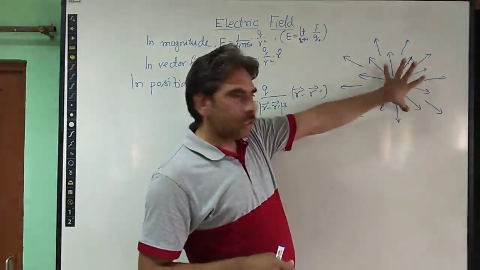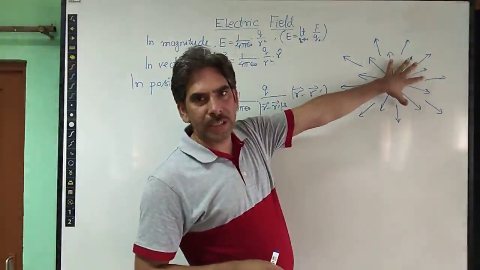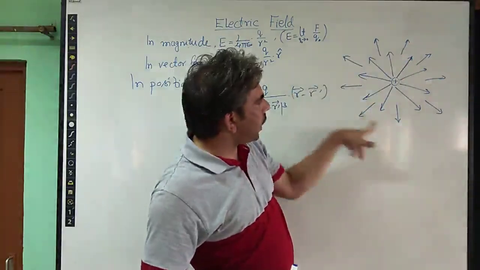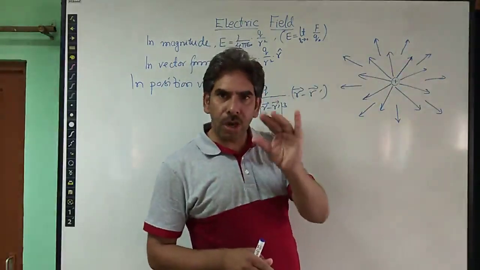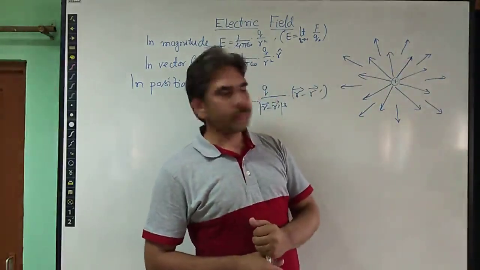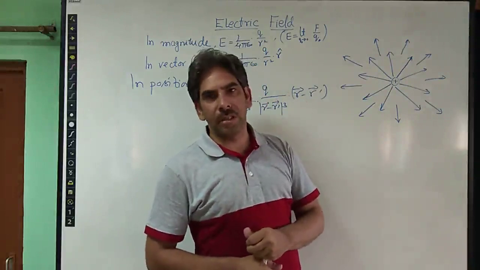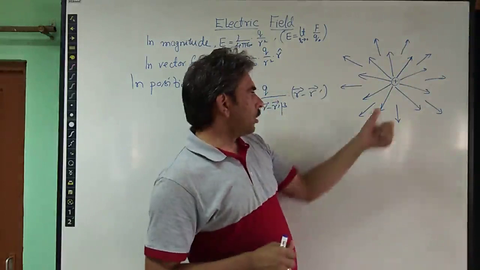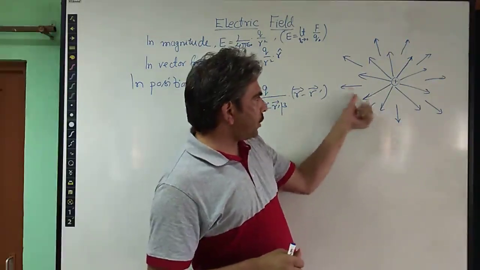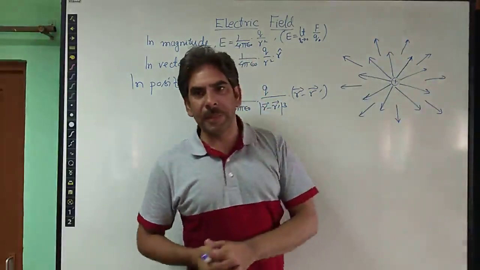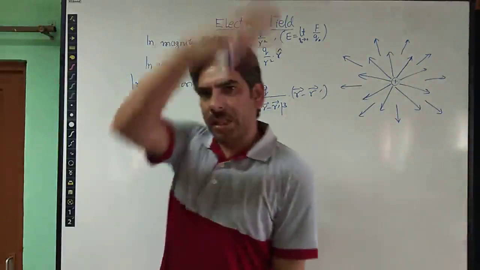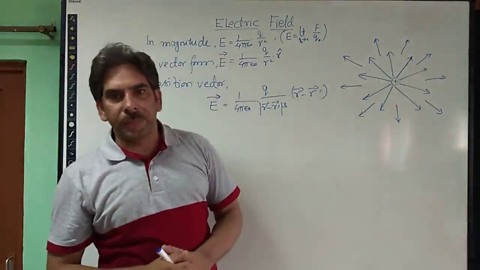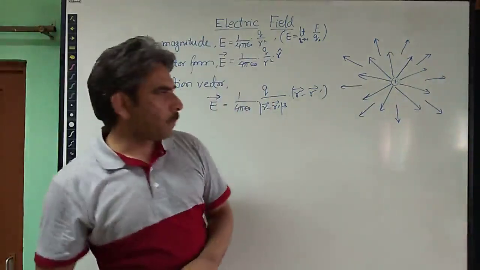Near the charge, the length of the arrow is more, representing the strong electric field. Away from the charge, the length of the arrow is short, representing the weak electrostatic force and electric field. And what about direction? The direction in which these arrows point simply represents the direction of the electric field in the spherical shape, or we can say space.